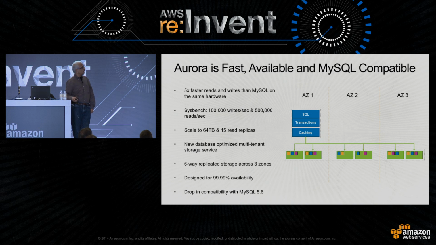Let me just quickly highlight some of the things that we mentioned at the keynote where Anurag talked about this. It's 5 times the performance in the benchmarks that we've done. We've used sysbench as the typical benchmark that you use with MySQL. And we're able to do 100,000 writes a second and 500,000 reads a second, which is a very big deal. And you can do up to 15 read replicas connected to a single master. That means that you can do 8 million reads a second. That's a big deal from the sorts of things that I've seen in the database world.